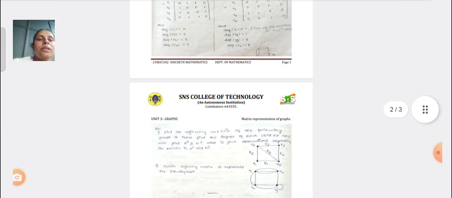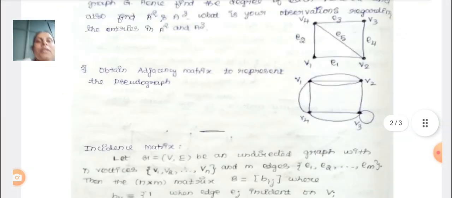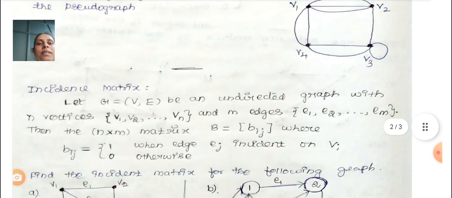Next we move on to another one, that is the incidence matrix. The incidence matrix is denoted by G of V comma E, an undirected graph with n vertices named v1 to vn and edges e1 to em. Then it is an n cross m matrix B equal to bij, where bij is 1 when edge ej is incident to vi, otherwise it is 0.